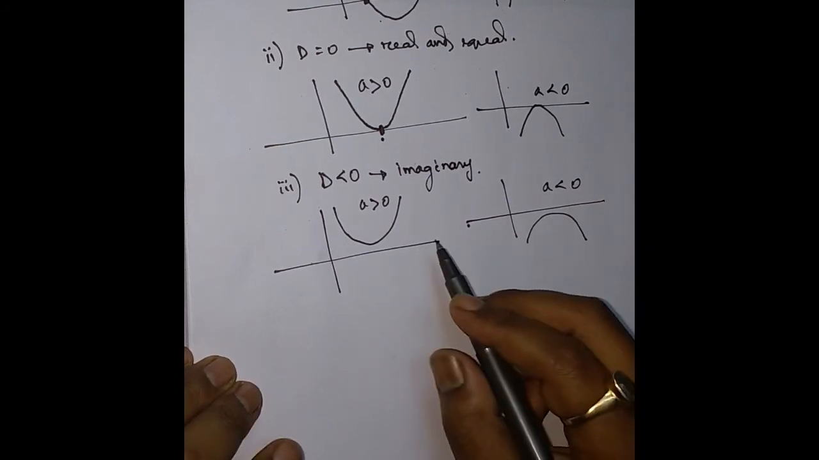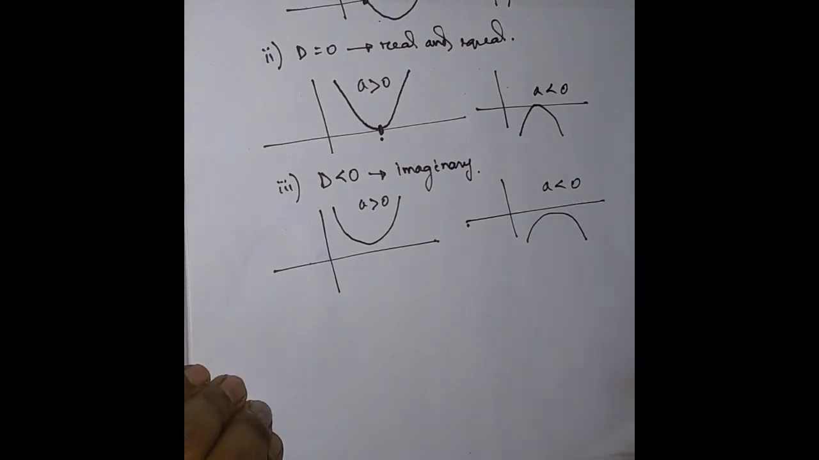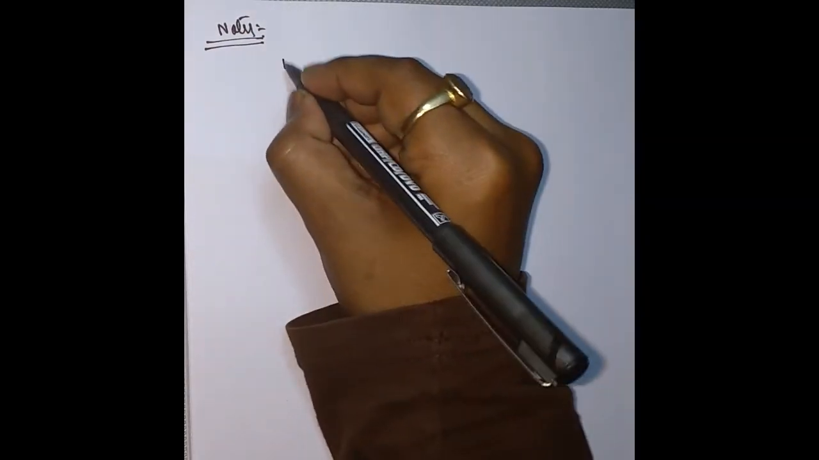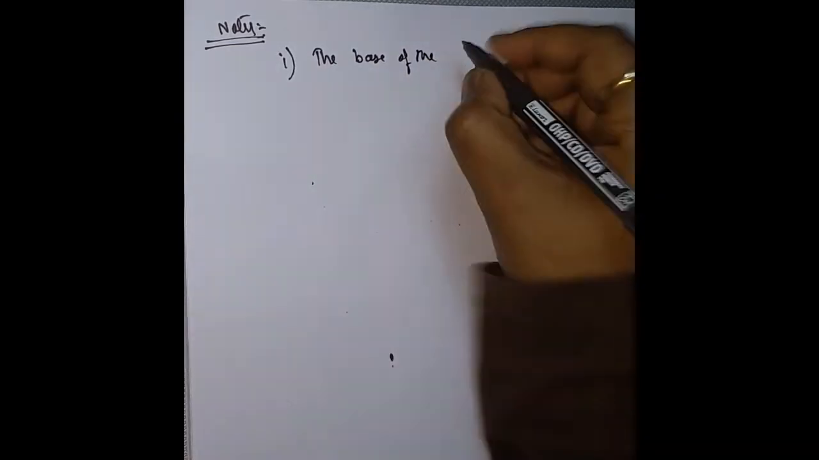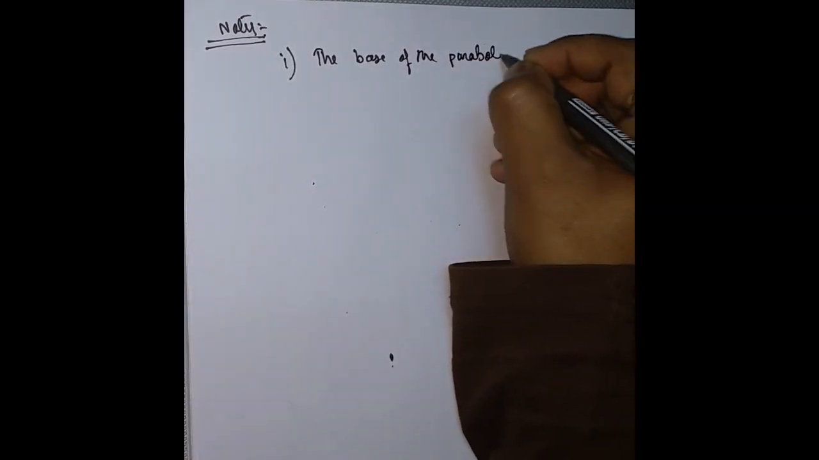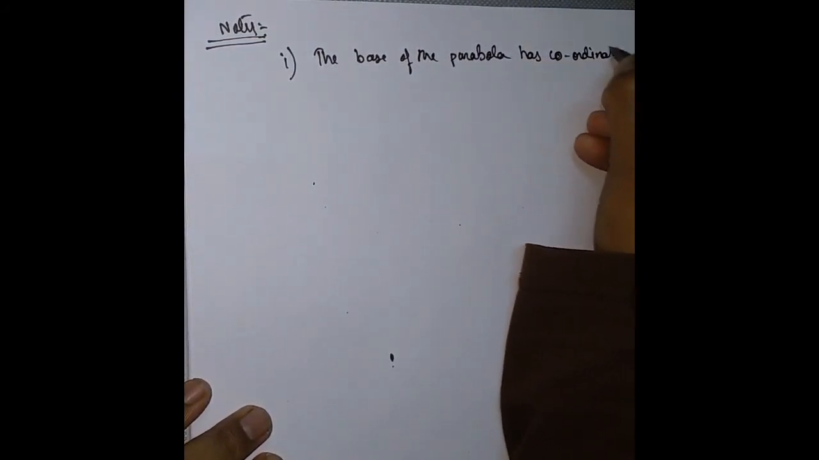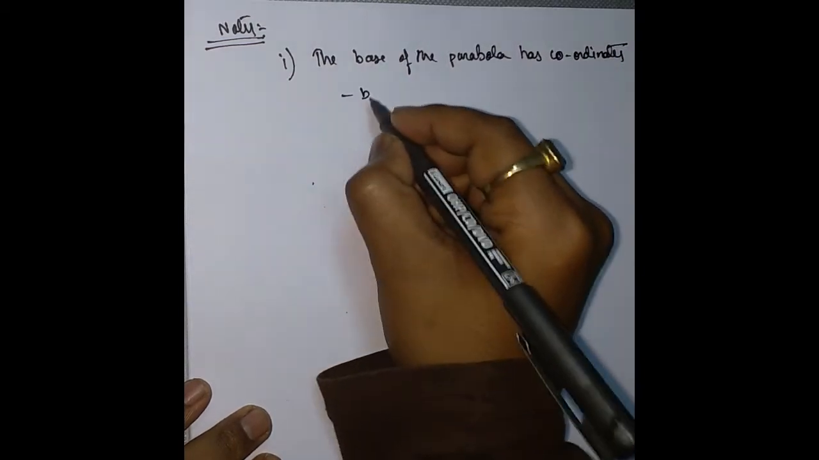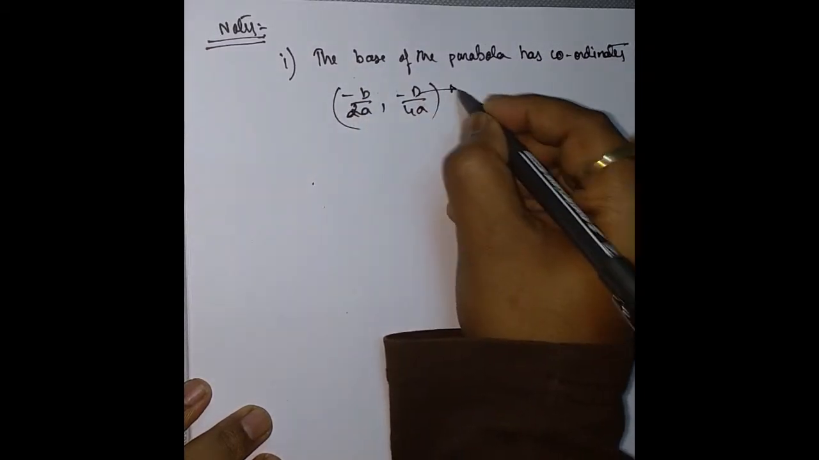Okay, now we have concentrated on the graphs, so let me give you some important notes. Notes on graphs: the vertex of the parabola has coordinates minus b by 2a and minus D by 4a. D, as you know, is the discriminant.